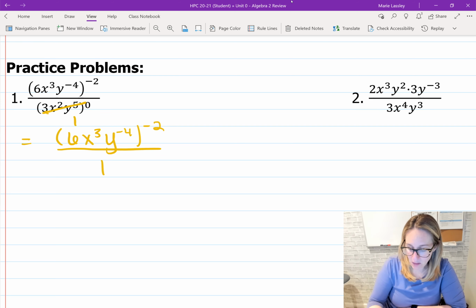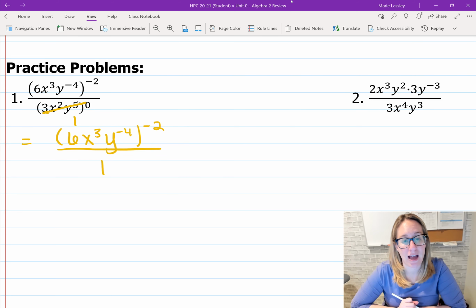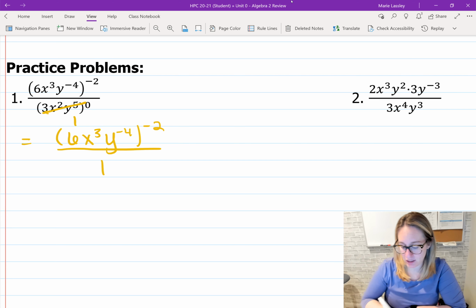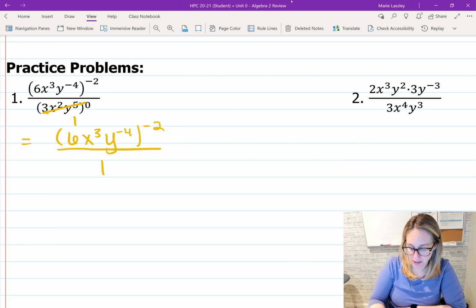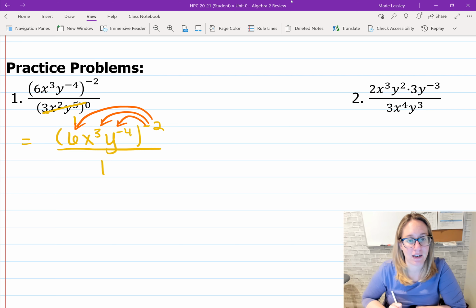Now, when you do this, you want to make sure that you give everything the exponent on the outside of the parentheses, including the coefficient out front, the number out front. A lot of times people forget that. So everything is getting raised to the power of -2.